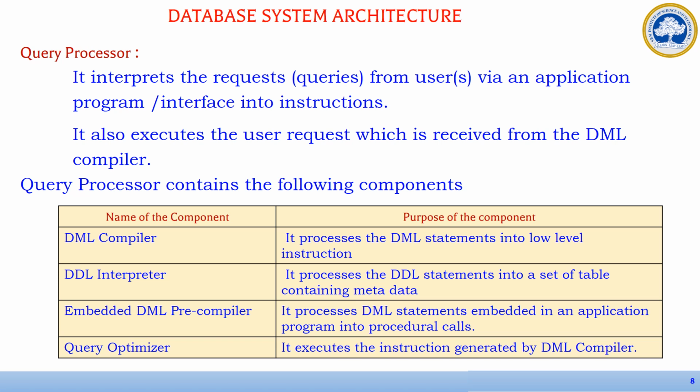So next, the query processor. We have already discussed that it interprets the request via an application program. This is the processing of how a query can be evaluated. It also executes the user request received from the DML compiler. So the query processor contains the following components. The DML compiler processes DML statements into low level instructions, and the DDL interpreter processes DDL statements into a set of tables. The embedded DML pre-compiler processes the DML statements embedded in the application program.